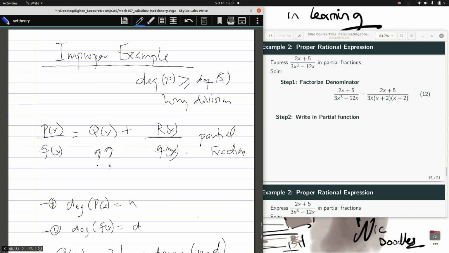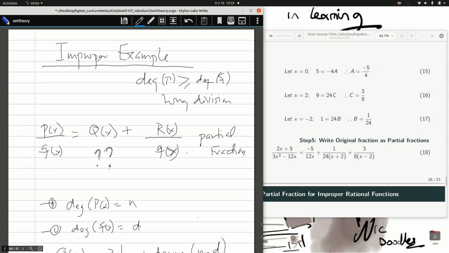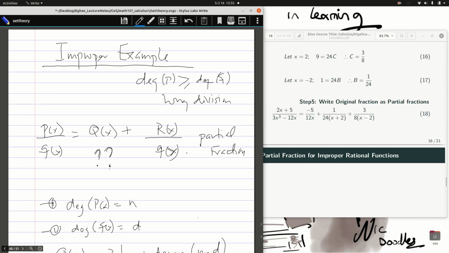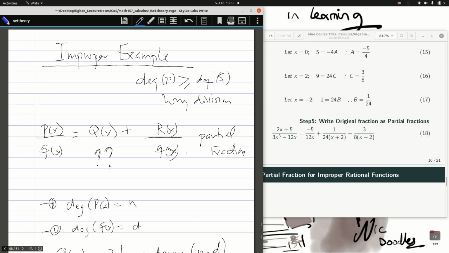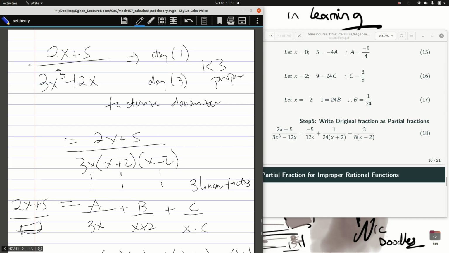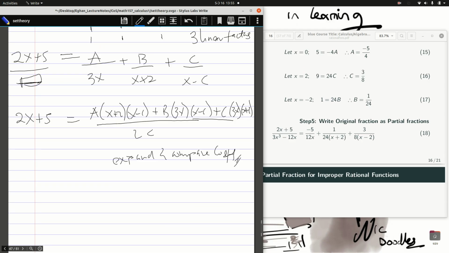When you solve this, let me go back and write the answers for you. A will be -5, B is 1, C is 3. You can confirm these answers.